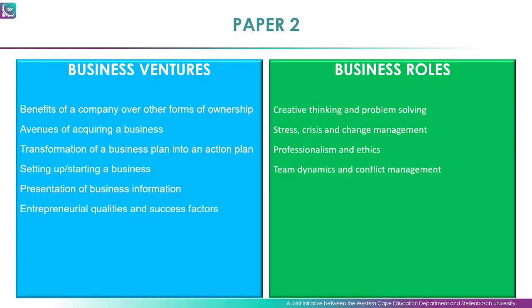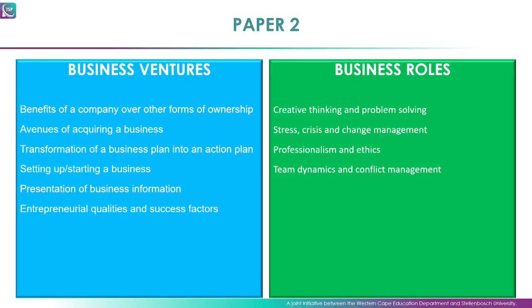Right, moving on to paper 2. Paper 2 will always include business ventures and business roles, and within your business ventures you have the section of benefits of a company over other forms of ownership. Now, forms of ownership you would have done in the past, but now we've expanded on that by looking at the benefits of a company over other forms like a partnership or a sole trader, and also here you'll do some comparisons between forms of ownership.